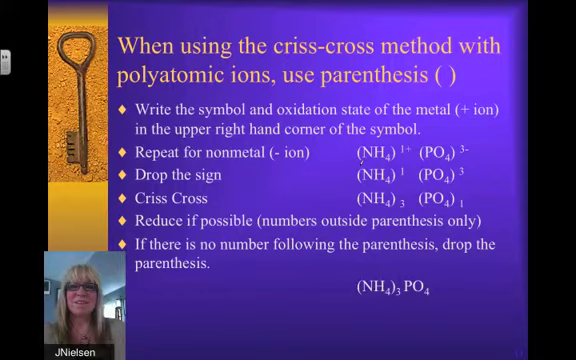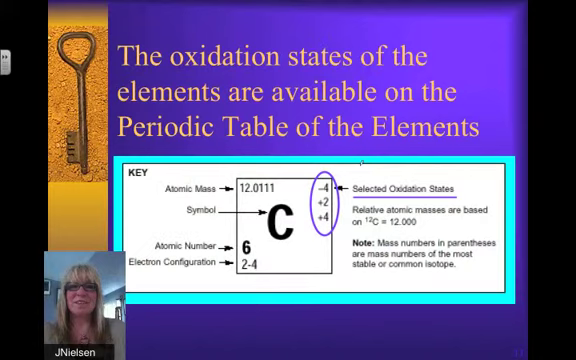Same thing with a polyatomic. However, when you drop and cross on polyatomics, if the subscript is greater than 1, you need to put the polyatomic in parentheses. So here, ammonium has a +1 charge, phosphate has a -3. When we drop and cross, we get (NH4)3PO4. We don't need to leave the PO4 in parentheses because there's only one of them.